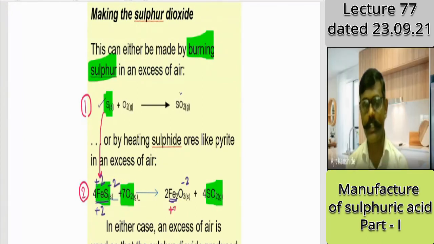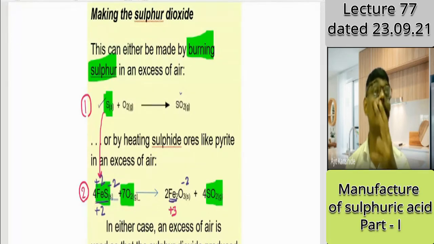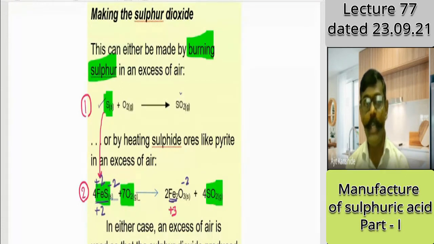Exactly, +3. Simple calculation. One oxygen carries -2 charge, three oxygens will carry -6 charge, and that charge you have to balance by the iron. Only two irons are there. -6 means there should be +6. +6 divided by 2 is +3. Means what we are doing here, we are converting Fe+2 to Fe+3.